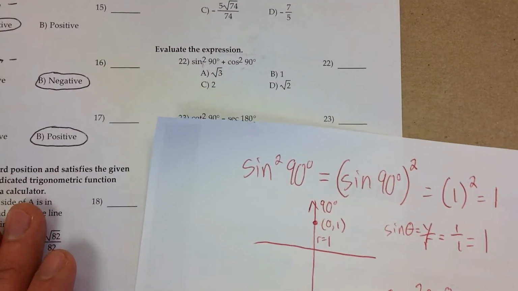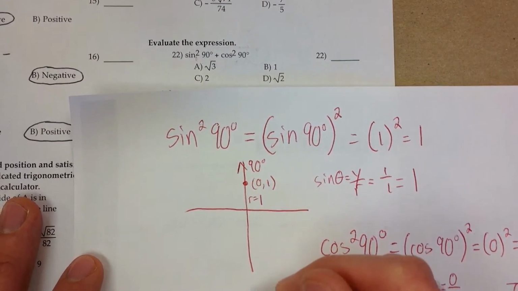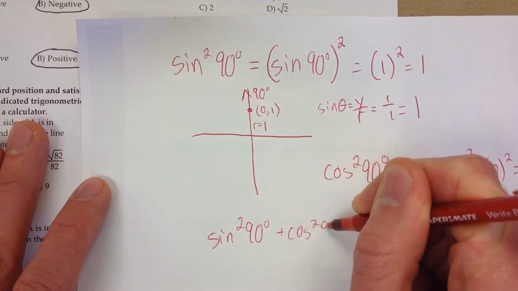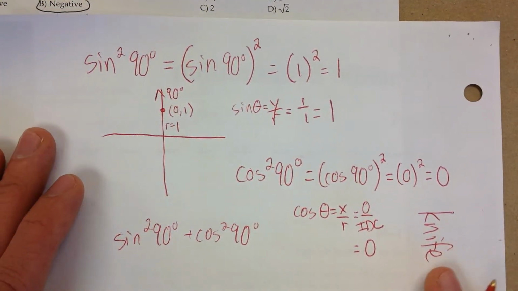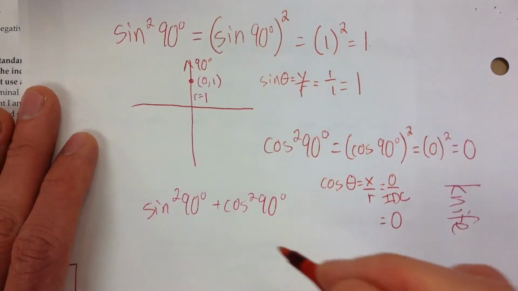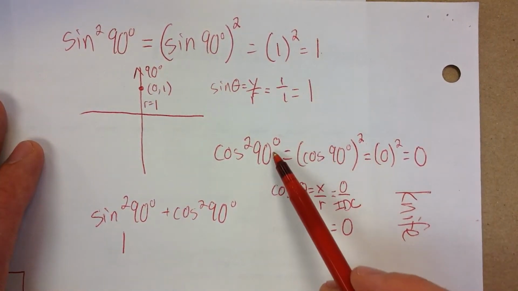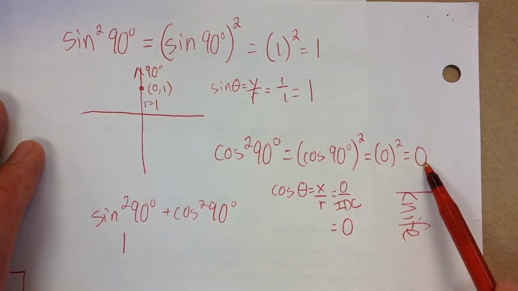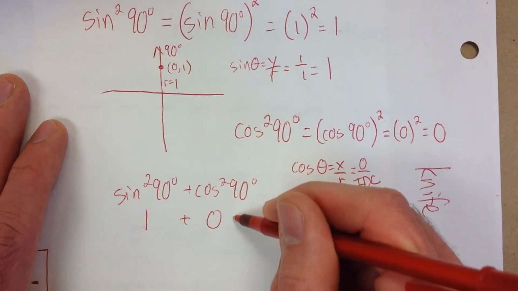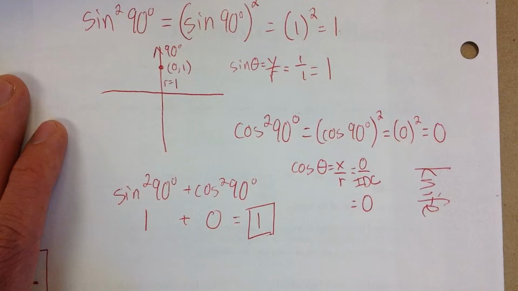So to finish up for number 22, sine squared 90 plus cosine squared 90. Just substitute now. We found that the sine squared of 90 degrees was 1. So replace that with 1. And we found that the cosine squared of 90 degrees was 0. So replace this with 0. Really hard math here. 1 plus 0. Very good.